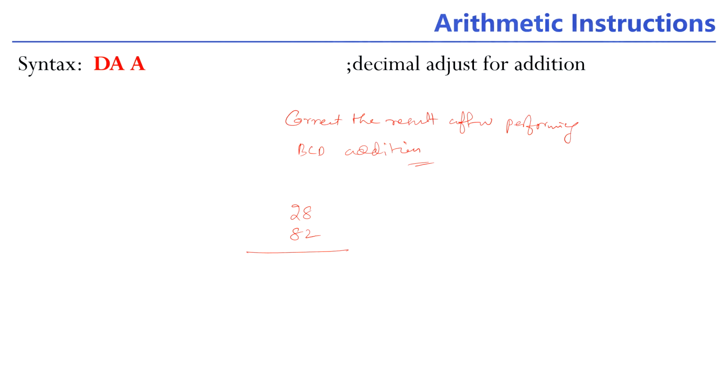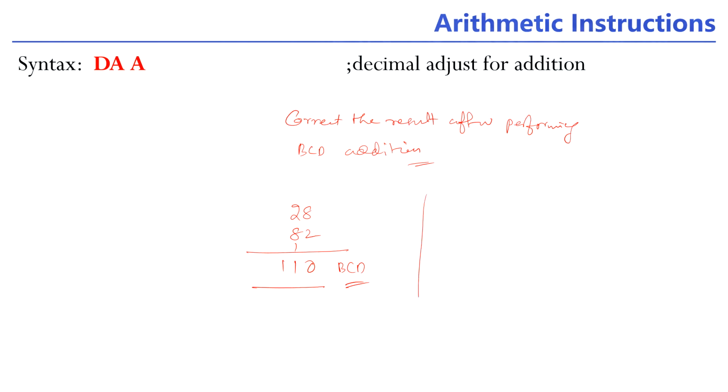So let us see now. 8 plus 2, 10, carry 1. 9 plus 2, 11, carry 1. So that means 110 I am expecting as BCD result.